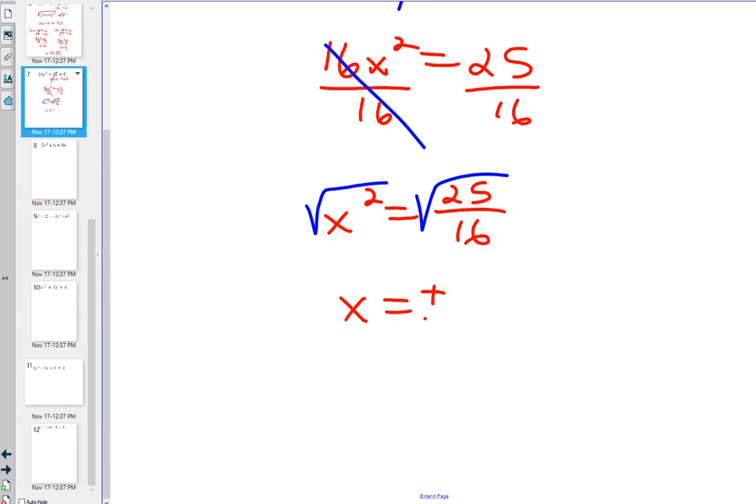Square root property says I need a plus or minus. You're like, well, Mr. Romero, this is why it was so hard, because how do you take a square root of a fraction? You just take the square root of each number. Square root of 25 is? Square root of 16 is? Ta-da.